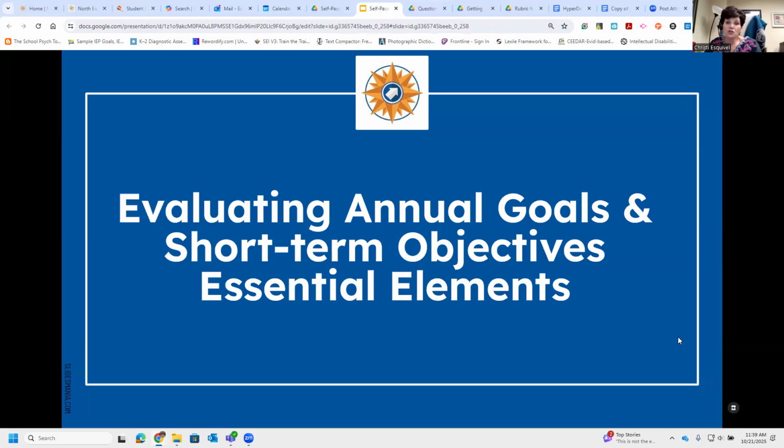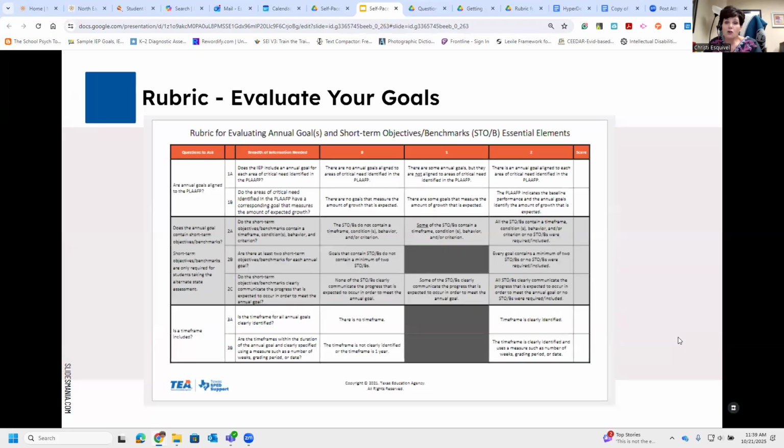EA offers a resource to evaluate the annual goals and short-term objectives essential elements. Make sure our goals meet district expectations. We can use a rubric. I have linked it on the hyperdoc and on this presentation slide.